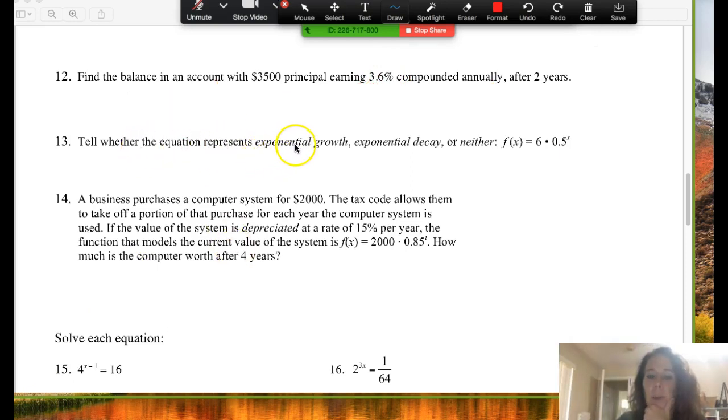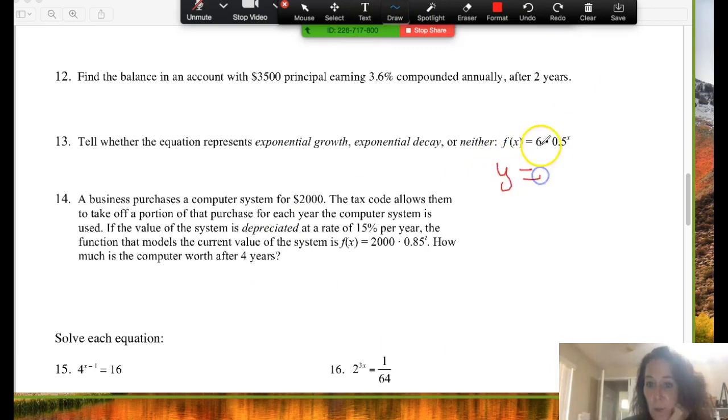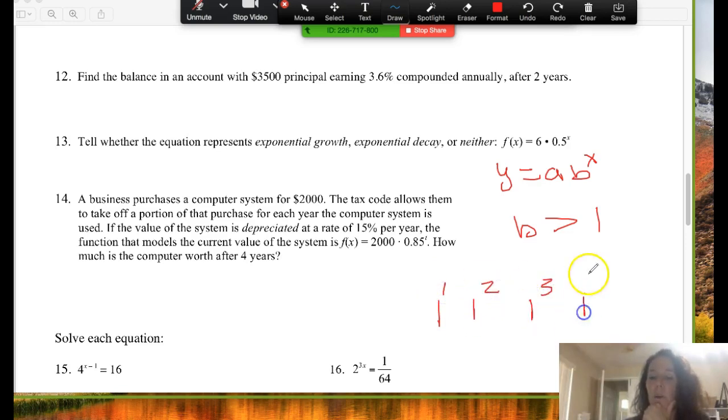Okay, tell whether the equation represents exponential growth or decay or neither. Looking at this, it's pretty simple. Y equals a times your base to a power. This base cannot be equal to 1, because if it's equal to 1, 1 to the first power is 1, 1 squared is 1, 1 cubed is 1. If your base is 1, you don't have an exponential function, you just have a line. So your base cannot be 1, all right? But if your base is bigger than 1, you have exponential growth, okay?